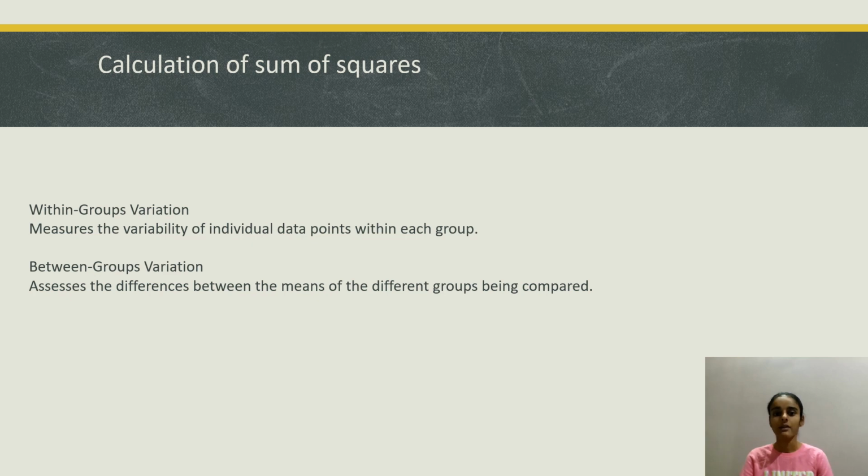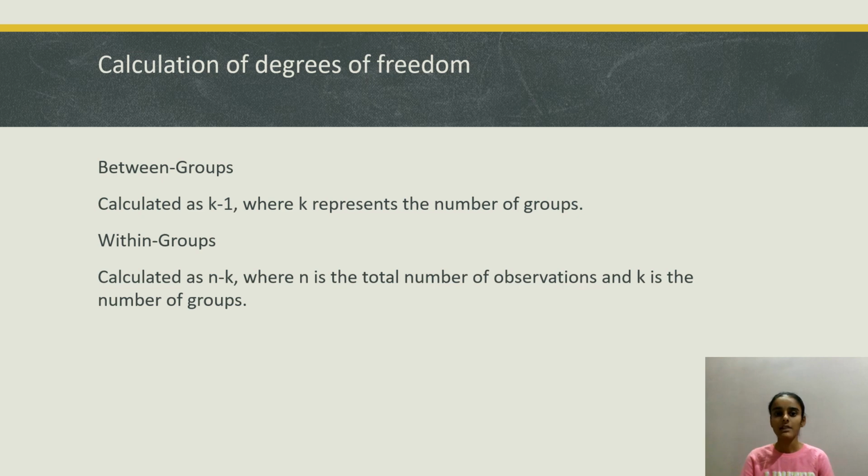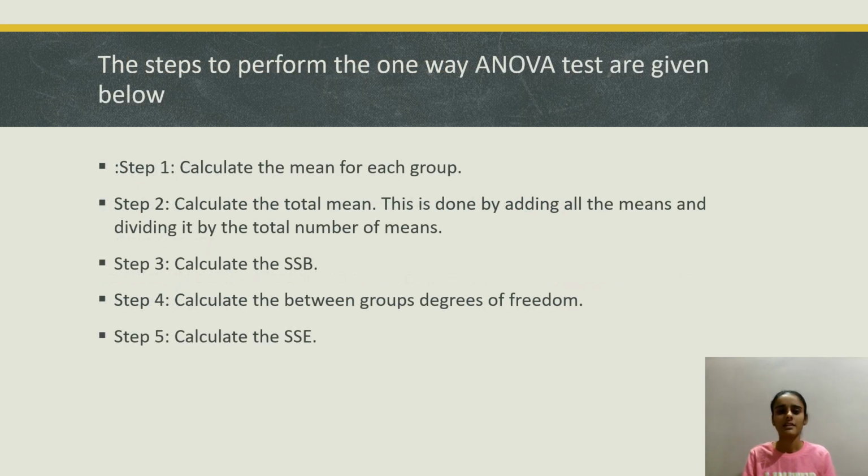Calculation of sum of squares. Within groups variation measures the variability of individual data points within each group. Between groups variation assesses the difference between the means of different groups being compared. Calculation of degrees of freedom: between the groups it is calculated as k minus 1, where k represents the number of groups. Within groups it is calculated as n minus k, where n is the total number of observations and k is the number of groups.